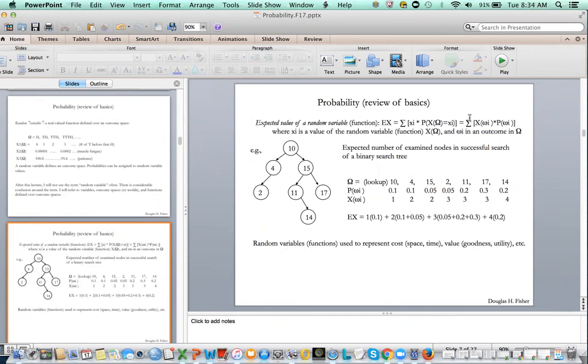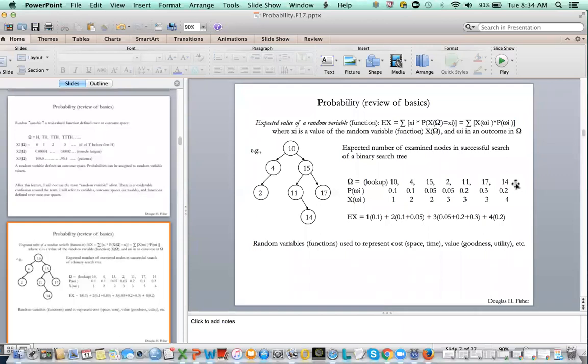In this case, I've got this search tree here as an example, and I'm interested in looking at the expected number of nodes in a successful search of a binary search tree. The outcome space that I might be initially concerned with is the value that I'm asked to look up. So the outcome space in this case would be a query to look up 10, a query to look up 4, a 15, 2, etc.